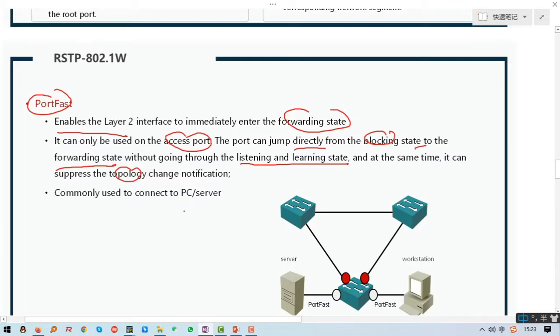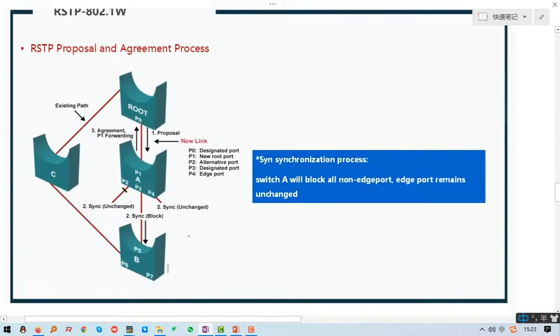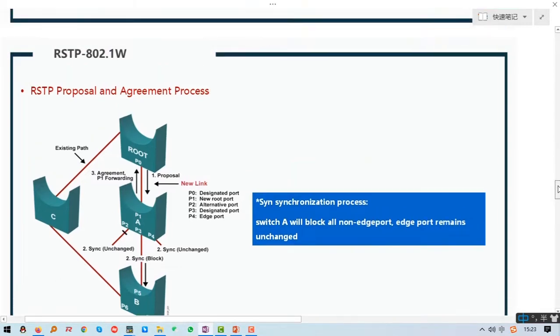And in RSTP, the core knowledge point is PA negotiation.